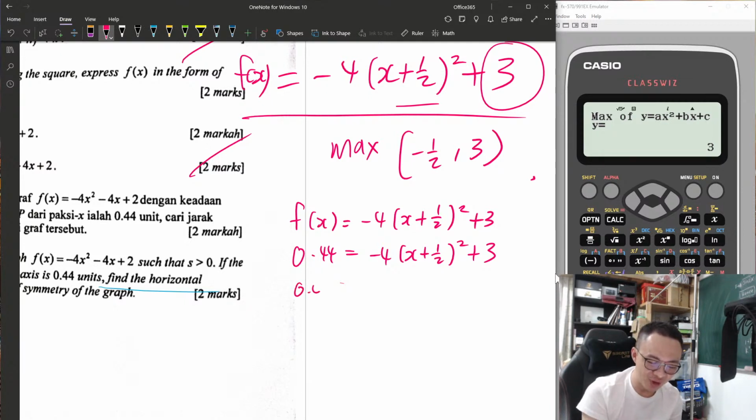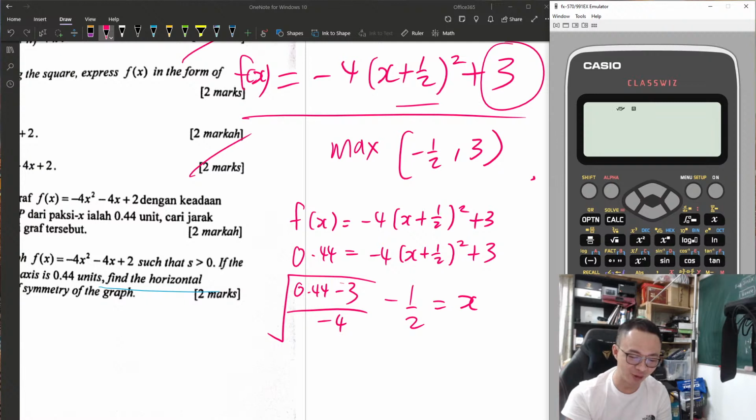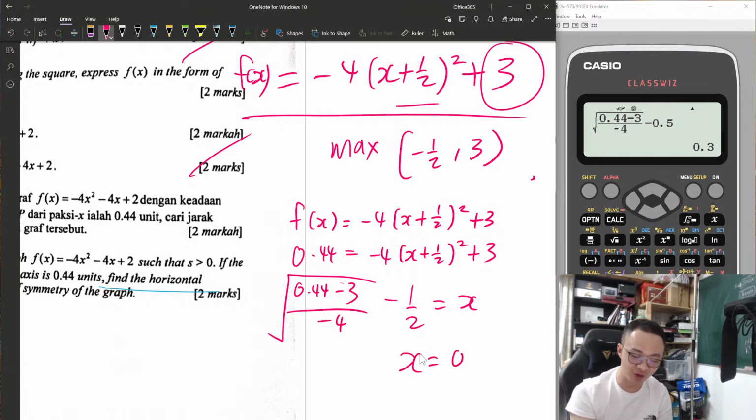So this one becomes (0.44 minus 3) divided by -4. I will square root it, and then this is x plus 1/2. Then I will just move my 1/2 to the other side, minus 1/2 equals x. Yeah, you can type the calculator, you don't need to care. So how do you do this? Square root of 0.44. I'll put the fraction first, better: 0.44 minus 3 over -4, and the whole thing minus 0.5. Yeah, so my x right now, according to my calculation, is 0.3.